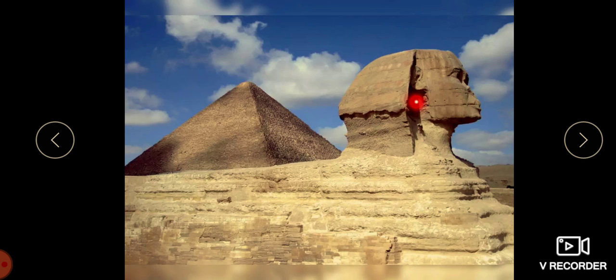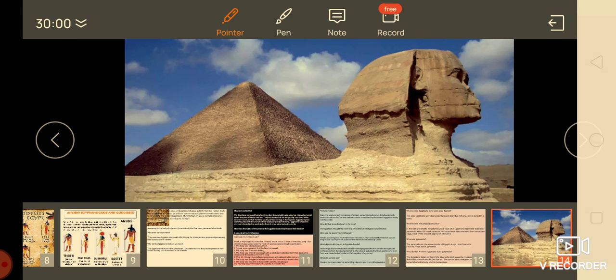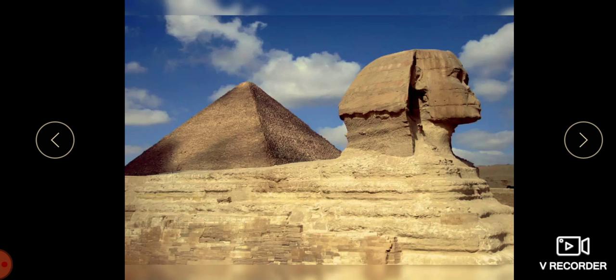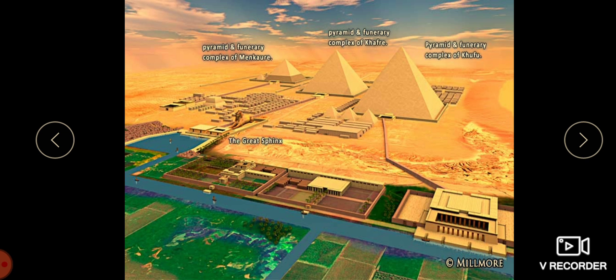This is the pyramid where you can see the funerary complex and the Great Sphinx. Here is the pyramid and funerary complex of Menkaure. Pyramid complex of Khafre, and the pyramid and funerary complex of Khufu, where you can find the pictures here.